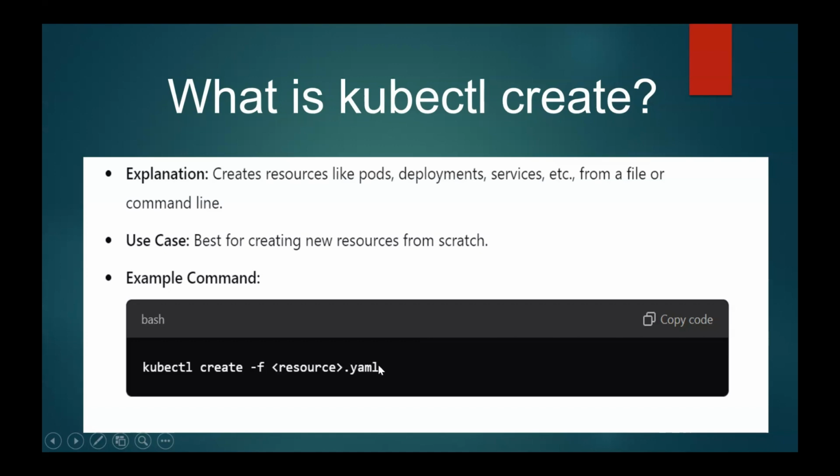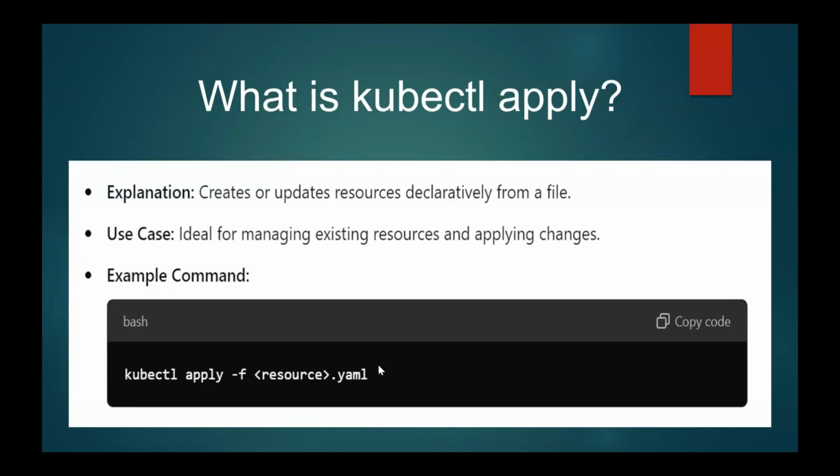Now let's discuss what is kubectl apply. Okay, this command you can use to either create or update a resource, whatever you have mentioned in your configuration file. Okay, so if you run kubectl apply -f and your YAML file, if the resource does not exist, it will create the resource, and if the resource already exists, it will update the resource, and if there is no change, it won't change anything inside your Kubernetes cluster.